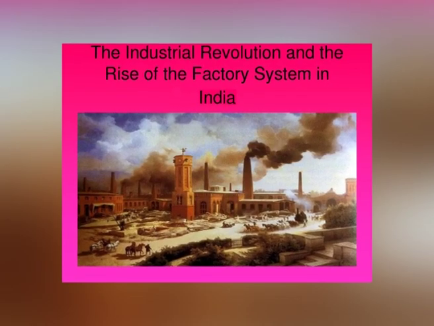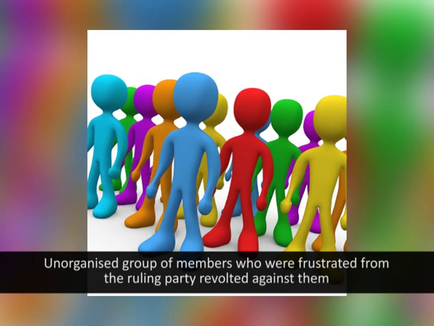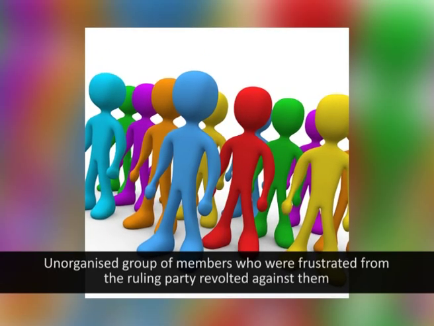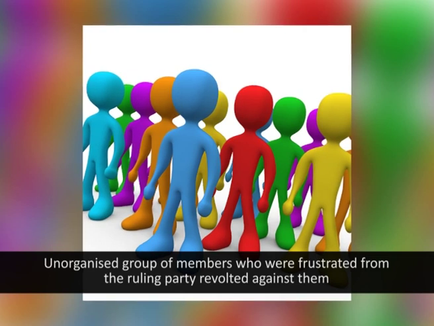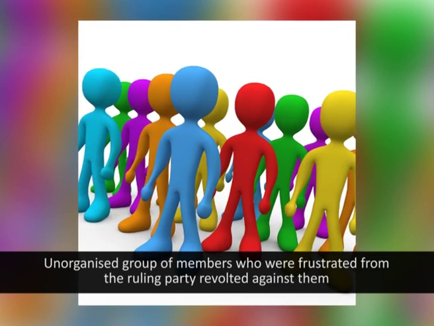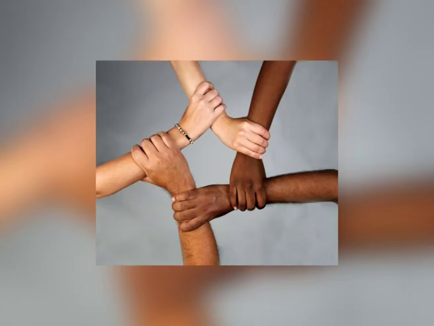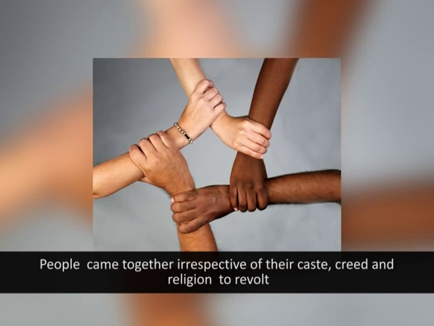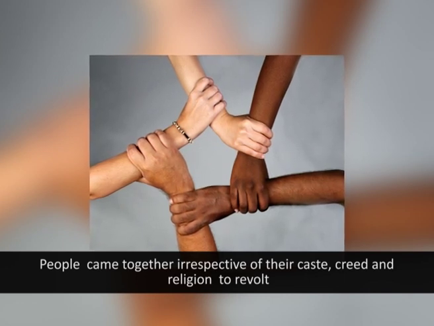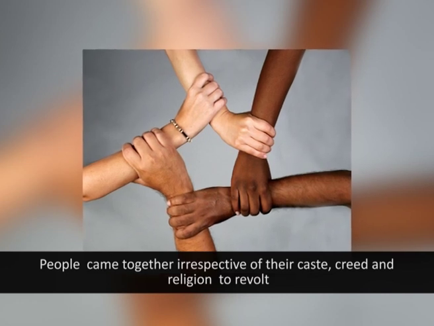The Industrial Revolution made a drastic change in the nation. Society was frustrated with the ruling party, so the unorganized group of people came together and started revolting against them, which created a national emergency. People from different castes, creeds and religions came together as one and started revolting against the higher authority.